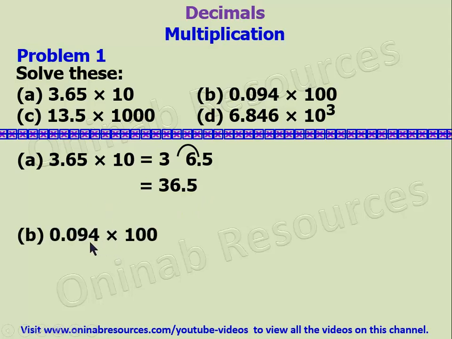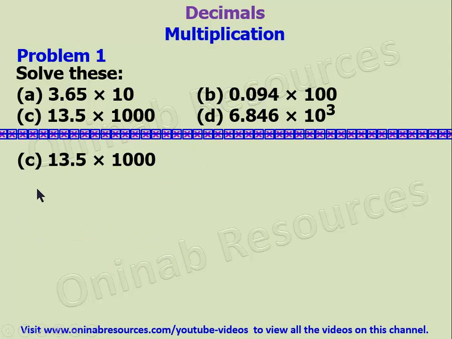Again, we are going to move this decimal point to the right 2 times. So we move 2 steps to the right because there are 2 zeros in 100. So we bring the number, we move 1, 2. So we've moved twice because of the 2 zeros in 100. So our final answer is 9.4. So we go to C part of the problem.